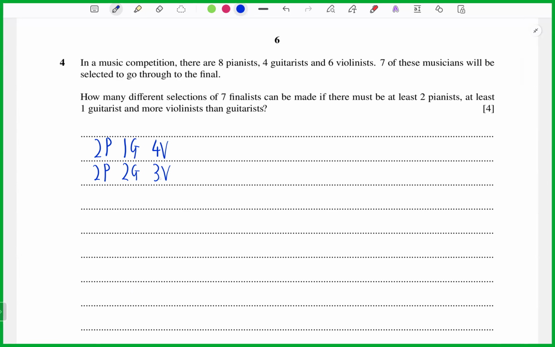But we cannot take this one because if you take it here, it's wrong. Because violinists are fewer than guitarists, so we cannot consider this case. So this time we need to increase the pianists. Now if we have three pianists here, at least one guitarist. So here, four, you can take three violinists.